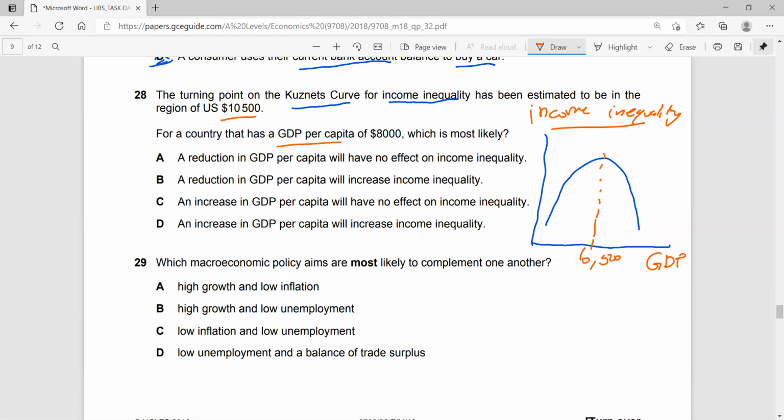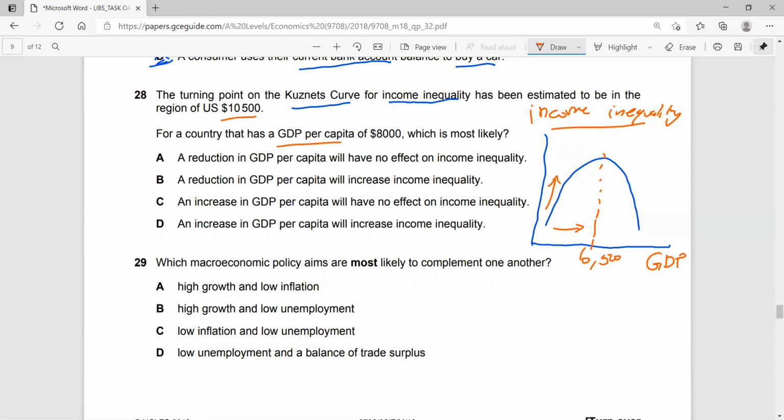So $10,500 GDP per capita is where it turns, it flips. So what's the curve telling us? It's telling us before this point, as you increase GDP, income inequality increases. So as GDP per capita increases, income inequality increases. This is usually where we see growth which is not so equal.